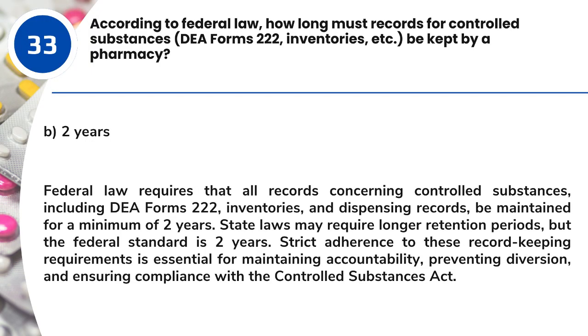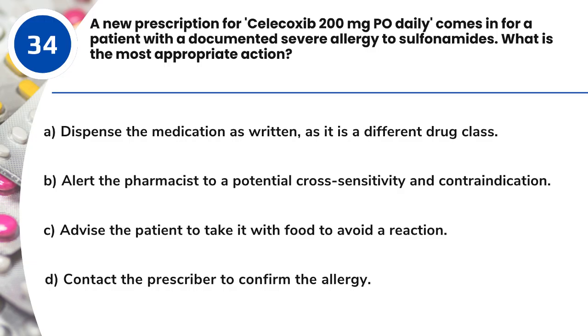2 years. Federal law requires that all records concerning controlled substances, including DEA forms 222, inventories, and dispensing records, be maintained for a minimum of 2 years. State laws may require longer retention periods, but the federal standard is 2 years. Strict adherence to these record-keeping requirements is essential for maintaining accountability, preventing diversion, and ensuring compliance with the Controlled Substances Act.